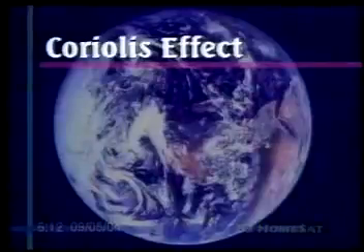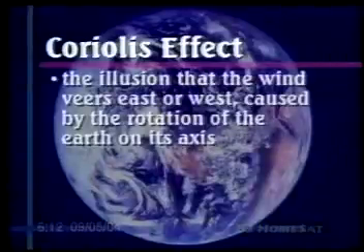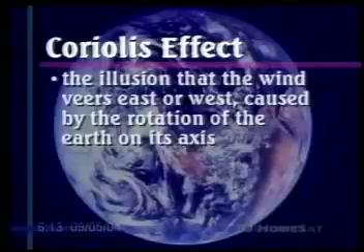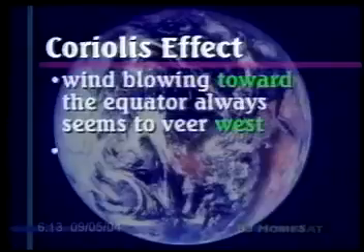The wind, because of the Earth's rotation, even though the wind is going straight, it's not coming in at us straight. Even though the wind is going north and south, it appears to veer away from us. And this is known as the Coriolis effect. This is the illusion that the wind veers east or west caused by the rotation of the Earth on its axis. And here's what you need to remember.